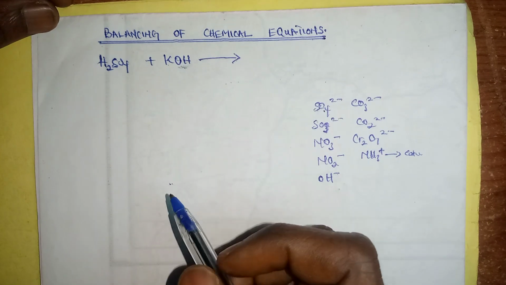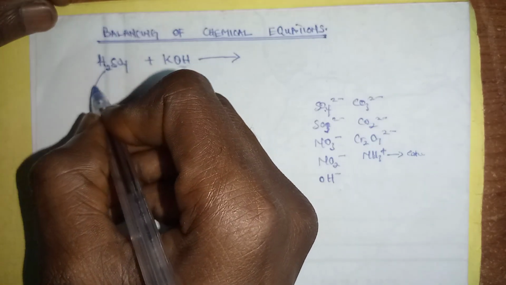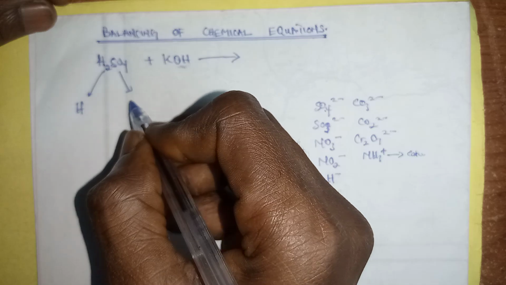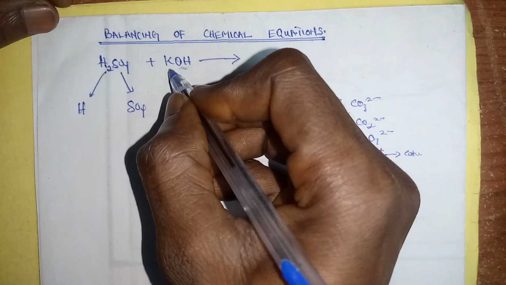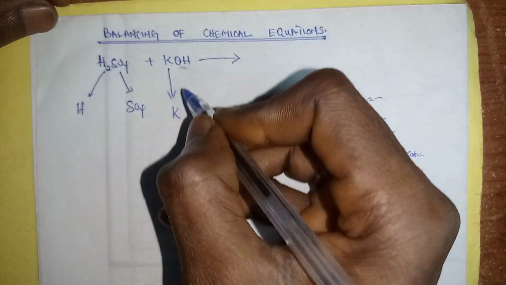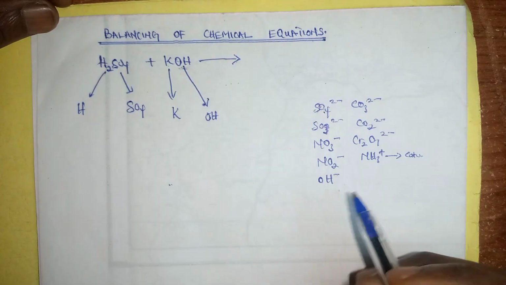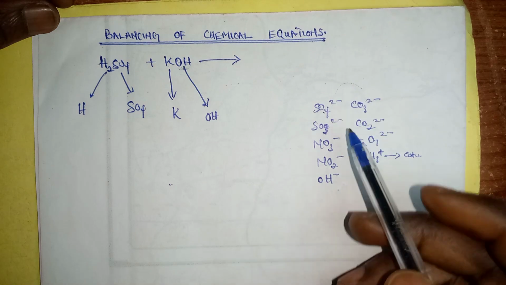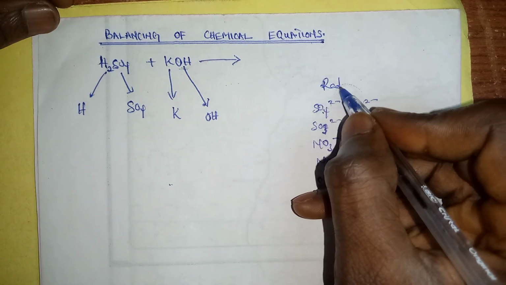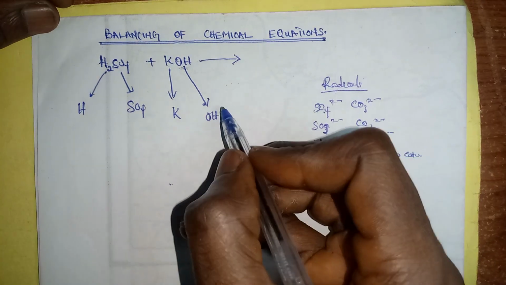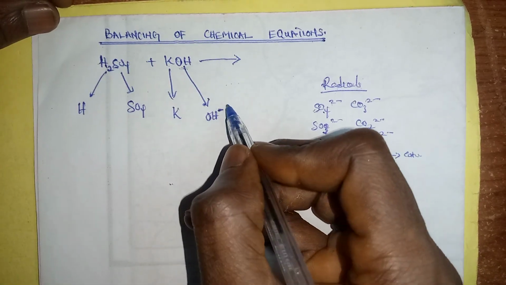So how are you now going to balance this reaction? You are going to split them into two. Let's say we have hydrogen like this and the SO4. You are going to split the potassium like this, and the OH will also come to the other side like this. If you notice, the radical compounds that I put here, we have OH here. OH normally has the valency of -1.